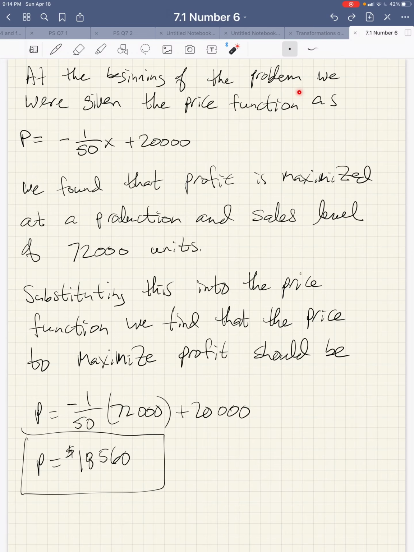Now at the beginning of the problem, we were given that the price function is P equal to minus 1/50 x plus 20,000, where x is the number of units. We found that profit is maximized at a production and sales level of 72,000 units. So substituting that into this price function, we find the price to maximize profit should be, and we substitute 72,000 in for x, and we wind up with a price of $18,560.